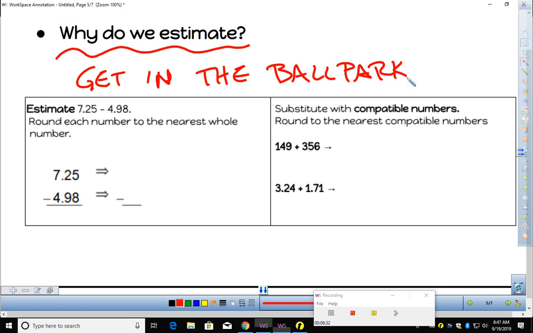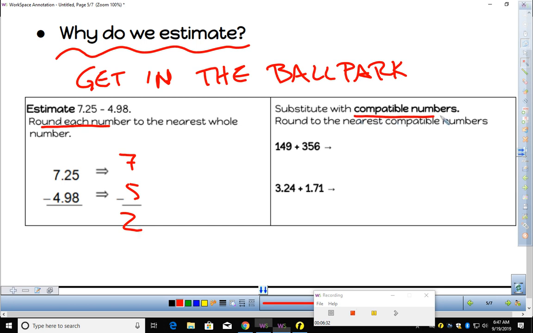So, one of the ways we can do it is we're just going to round each number to something that's really close, the nearest whole. So $7.25 is really close to 7, and $4.98 is really close to 5. So we would expect our answer to be close to 2, right?